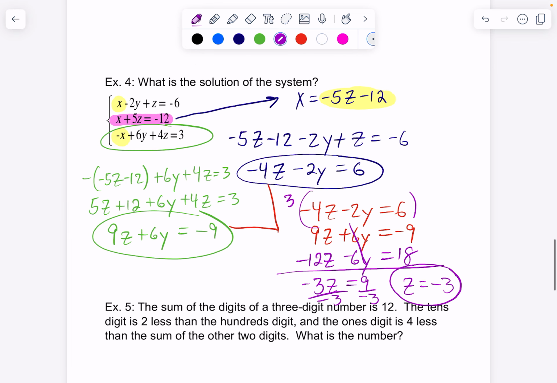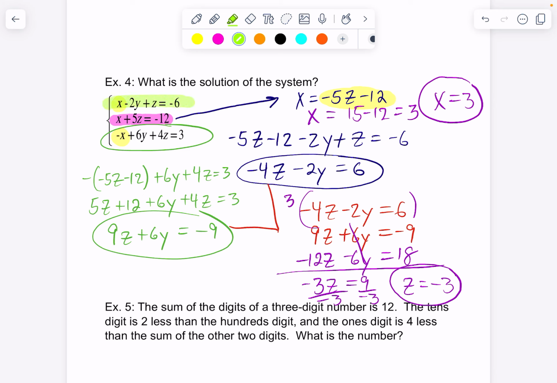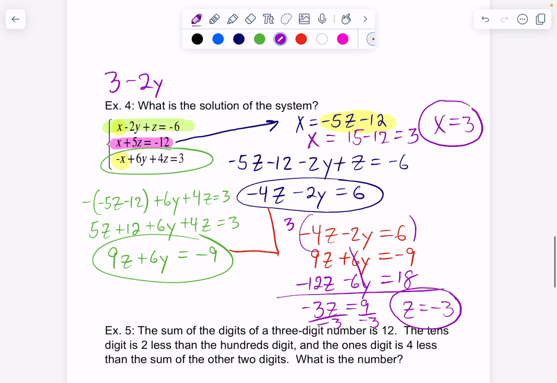I can go ahead and plug that back into my x equals equation. It's going to be 15 minus 12, which equals 3. So x is positive 3. And then I can plug in the x and the z into, let's say, this top equation to find my y. So I've got x, which is 3, minus 2y, plus z, which is a negative 3, so that's minus 3, equals negative 6. The 3 and the negative 3 cancel, divide by negative 2, and y equals 3.